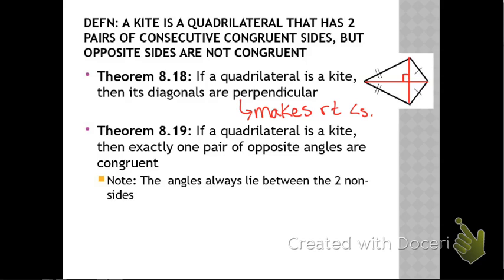Next theorem: if a quadrilateral is a kite, then exactly 1 pair of opposite angles are congruent. Note that the angles always lie between the 2 non-congruent sides. So if I take the diagonals back out of that diagram, we should be able to see that this angle and this angle here are going to be the pair that's congruent. So they're the angles that are between the non-congruent sides.